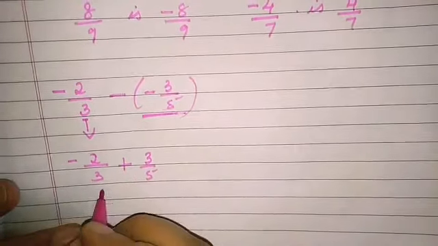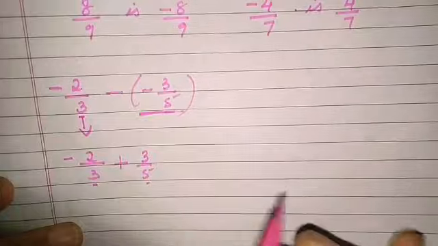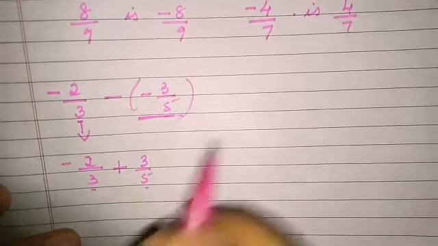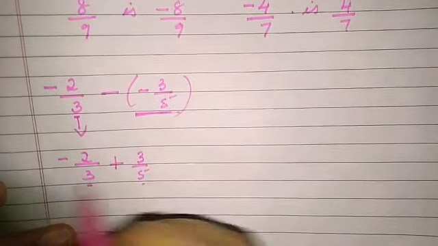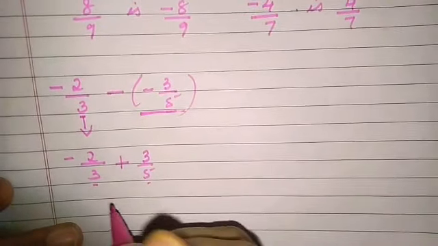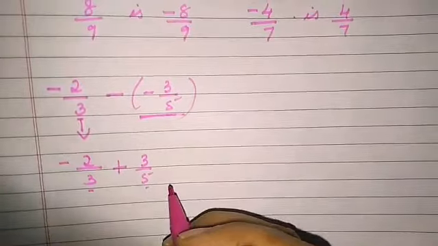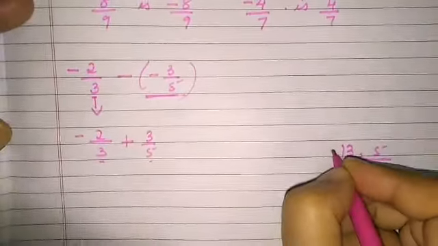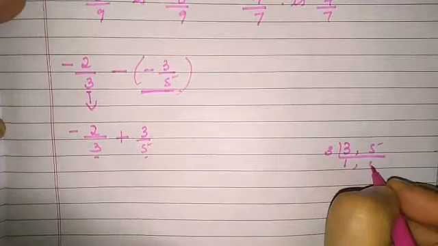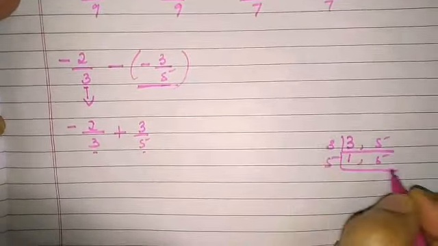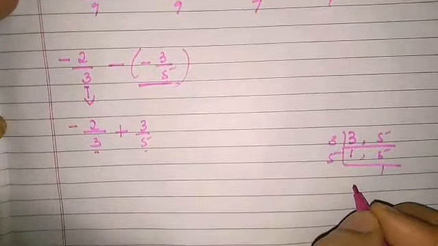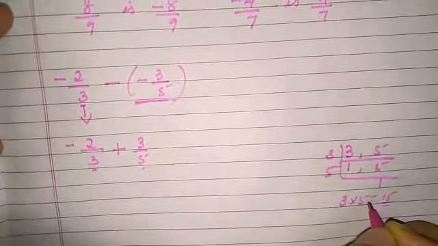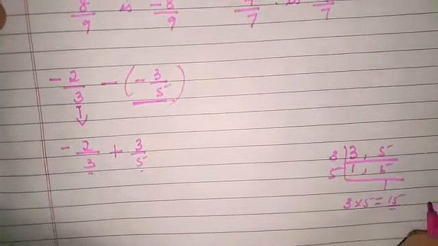Now next, I'm going to do the same thing I did in case 2 of addition of rational numbers, when the denominators were unequal. So we will find the LCM of 3 and 5. I'll show you how to do that. Write 3 as it is, and 5 as it is. So 3 into 5 gives you 15. So this is your LCM.